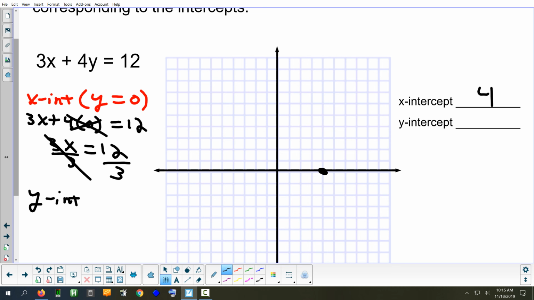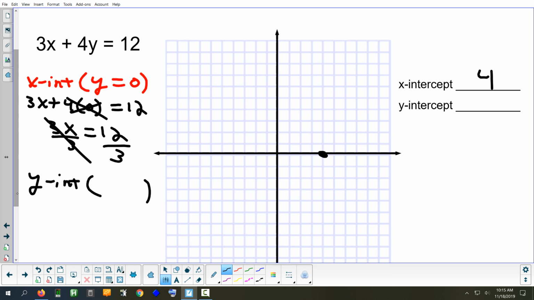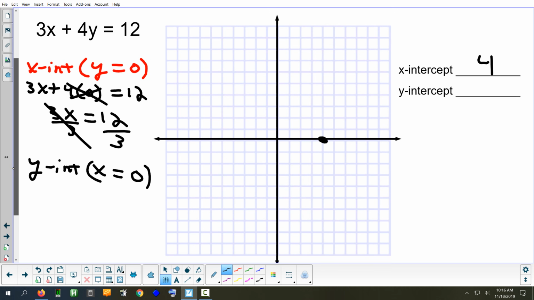So how about Joe? How do I get my y-intercept? Well, let's start with this. Oh, x equals 0. Plug in 0 for x. So your first step, don't do any math, just change the x to a 0, and then just stop. So what would be your equation here? 3 times 0 plus 4y equals 12. Perfect. All right, so there's our first step.